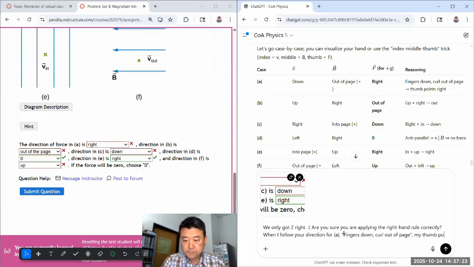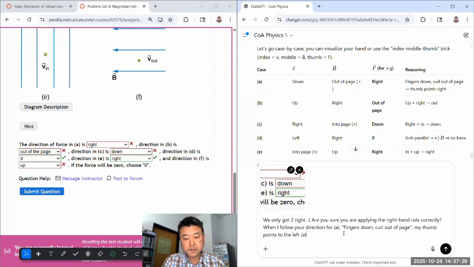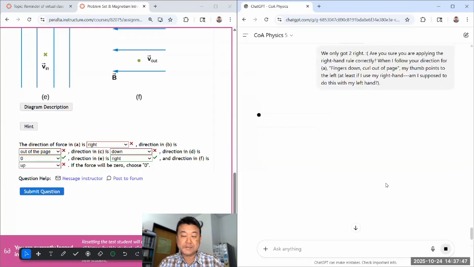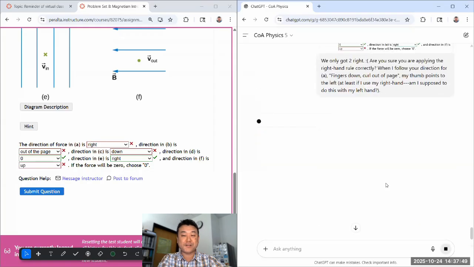My thumb points to the left, at least if I use my right hand. Am I supposed to do this with my left hand? Actually, they are both questions. No, question statement. I mean, it's called the right hand rule. You're not supposed to use your left hand.